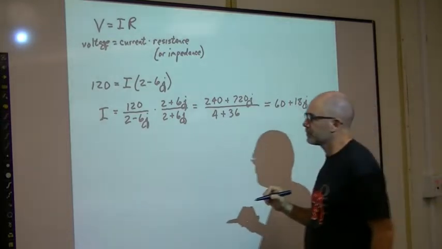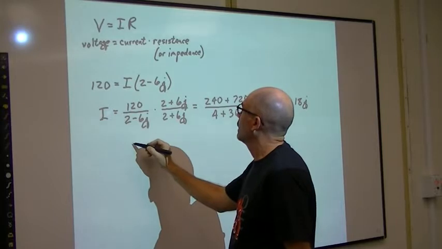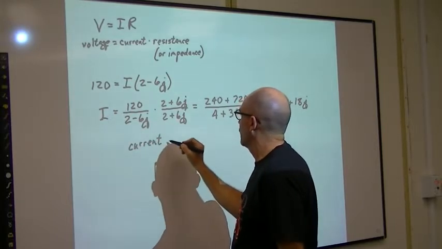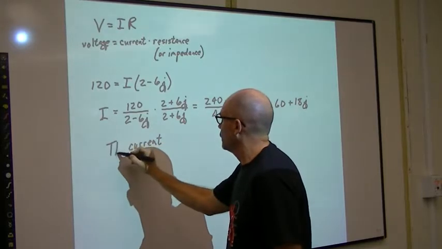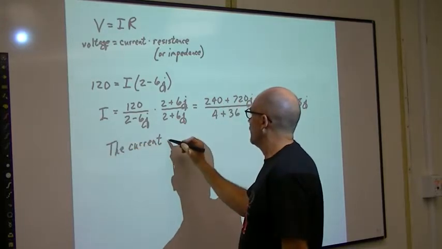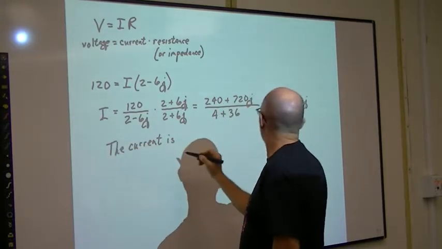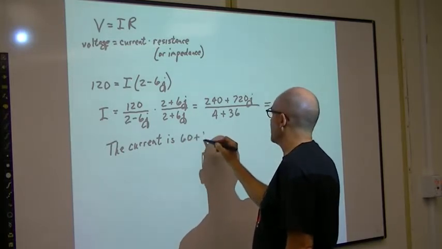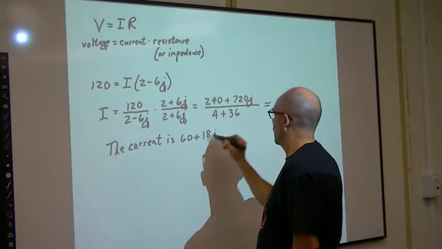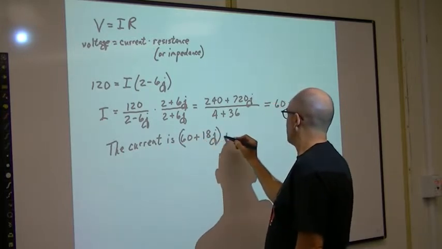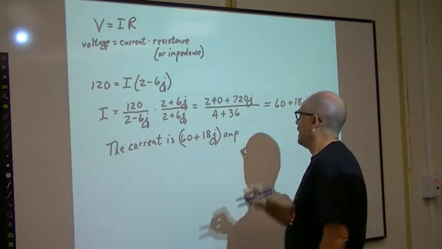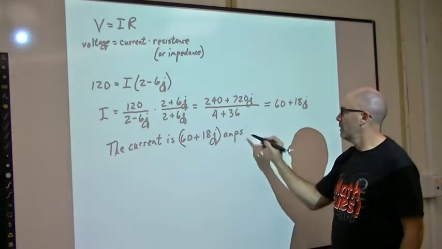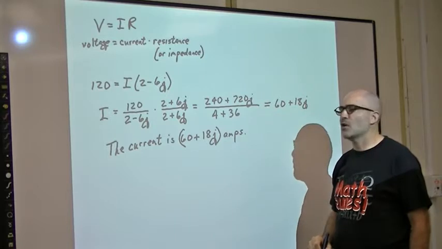So, as a full sentence, the current is 6 plus 18J amps. Amperes, but we just say amps. Bam, that's it. Game over.